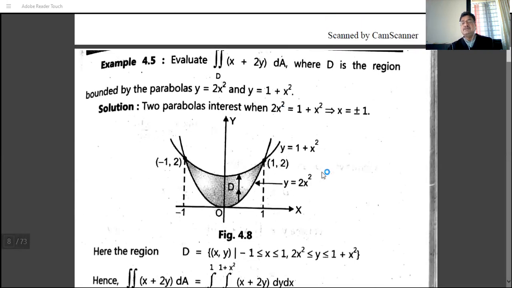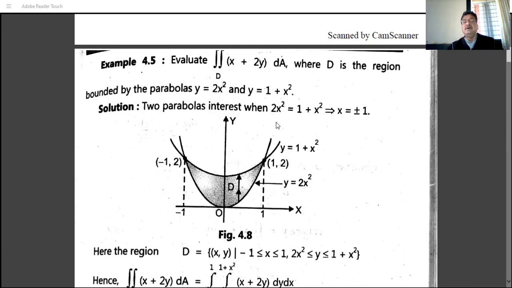What is the equation of a circle? X square plus y square is equal to r square, or (x minus a) whole square plus (y minus b) whole square is equal to r square. This is the equation of a circle having center 0, 0 or center (a, b). And what is the equation of an ellipse? X square by a square plus y square by b square is equal to 1. And what is the equation of a hyperbola? X square by a square minus y square by b square is equal to 1.